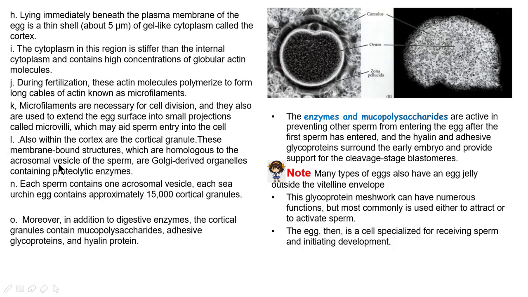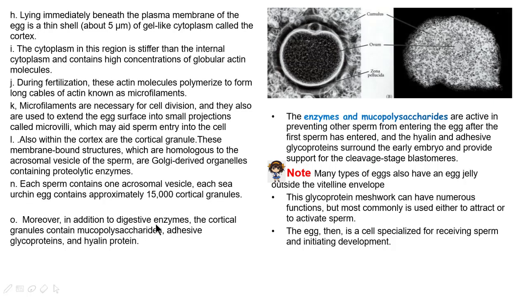What is the acrosomal vesicle? I have already explained it to you in the previous lecture. Please kindly look at that. They are Golgi-derived organelles containing proteolytic enzymes. Each sperm contains one acrosomal vesicle. Each sea urchin egg contains approximately 15,000 cortical granules.